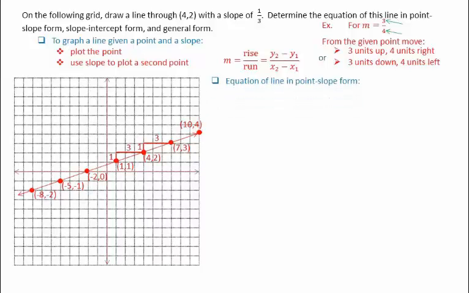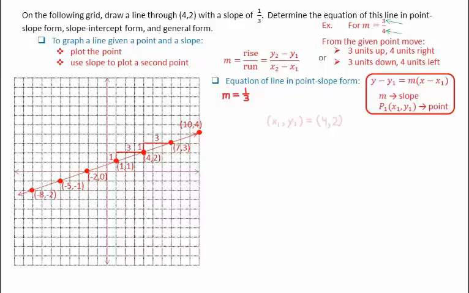For the equation of this line, first of all, in point-slope form. An equation in point-slope form has the form y minus y1 equals m times (x minus x1). Here, the m corresponds to the slope, and (x1, y1) is any point on the line. In this case, the slope is 1/3, and the point (x1, y1) is (4, 2). We could have used any point on the line, but we'll use the point that was given.